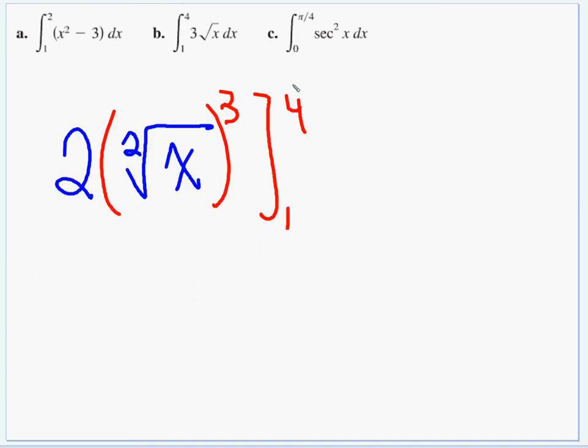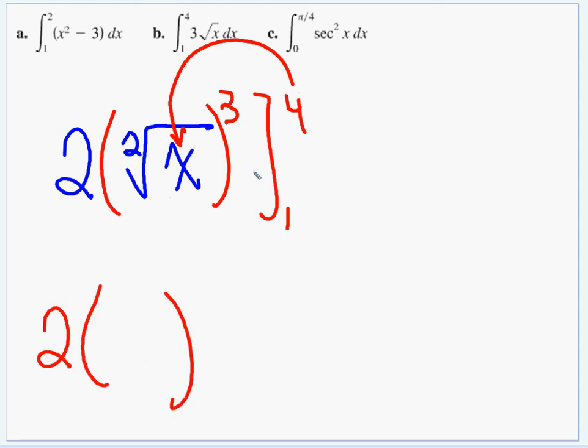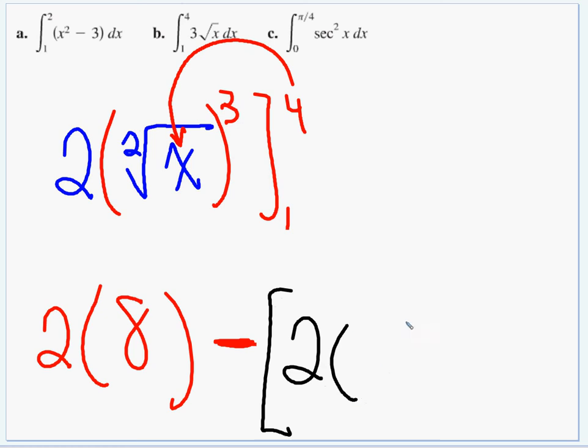Okay, so upper limit jumps in first. So we're going to have a 2 times, when the 4 jumps in there, it's the square root of 4, and that's a 2. And then we take that to this third power. 2 to the third power is 8. And then we're going to minus, when we put our lower limit in, 2 times, the 1 jumps in. 1 square rooted is 1. 1 to the third is 1.